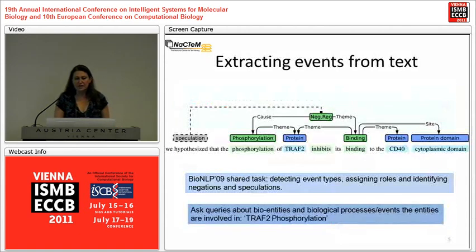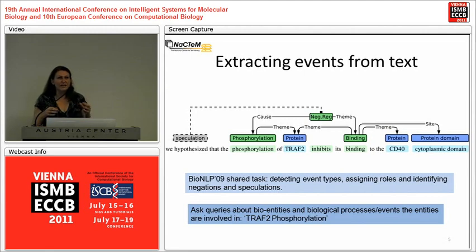So I will start by saying why do we need to extract events, and what is an event first of all. This is a bit more like text mining speak. But here's a sentence from the last shared task we have developed. We hypothesized that the phosphorylation of TRF2 inhibits its binding to the CD40 cytoplasmic domain. So what we care to extract here are events like negative regulation, binding, and phosphorylation. And of course to do this automatically.